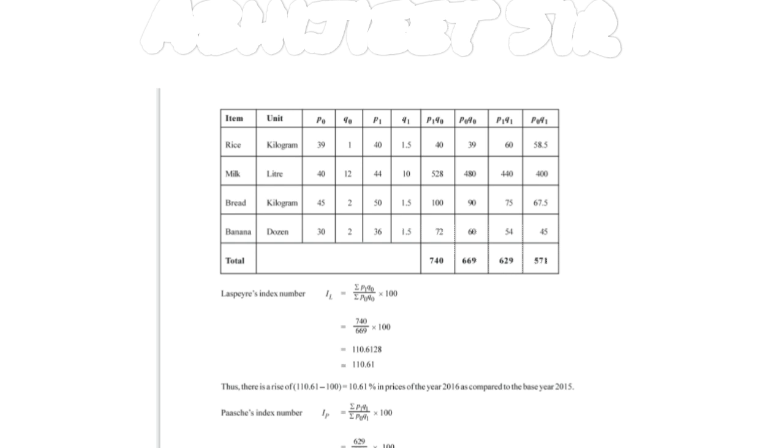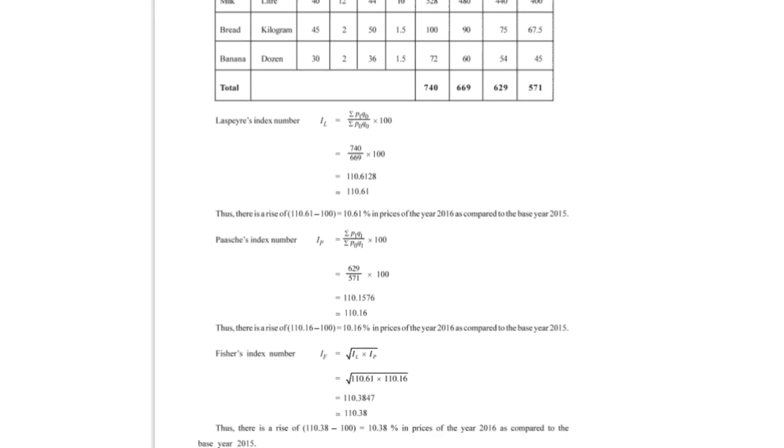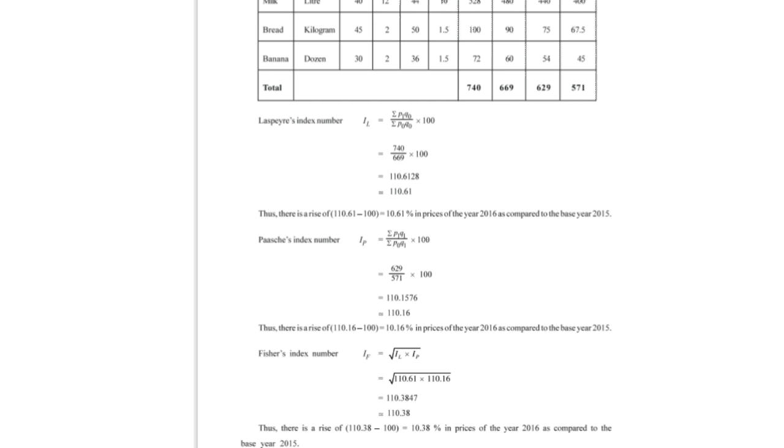Same way we'll solve Paasche's. Sigma P1Q1 upon sigma P0Q1 into 100. 629 upon 571 into 100 is 110.16. Once again subtracting 100 from the answer, we got a 10.16% increase in prices. Fisher's index number IF equals root of IL into IP. The answers of Laspeyres and Paasche, first of all we have to multiply, and after that we have to take the root. Be careful with that. The answer is 110.38, interpreting, 10.38% rise in prices.